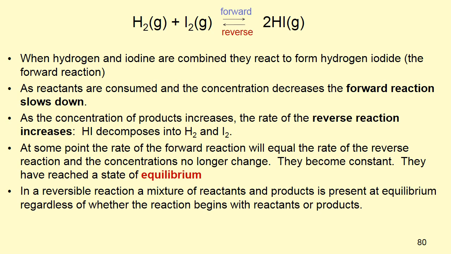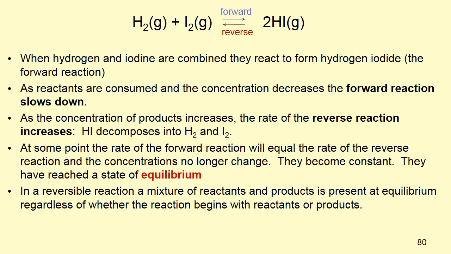So H2 plus I2 to give us 2HI is the forward reaction. So when they combine, they'll form 2HI. And if we put into a reaction container the H2 and the I2, there's a lot of them around. They'll start reacting and they'll start forming HI. Well, after a while, the reaction will slow down.